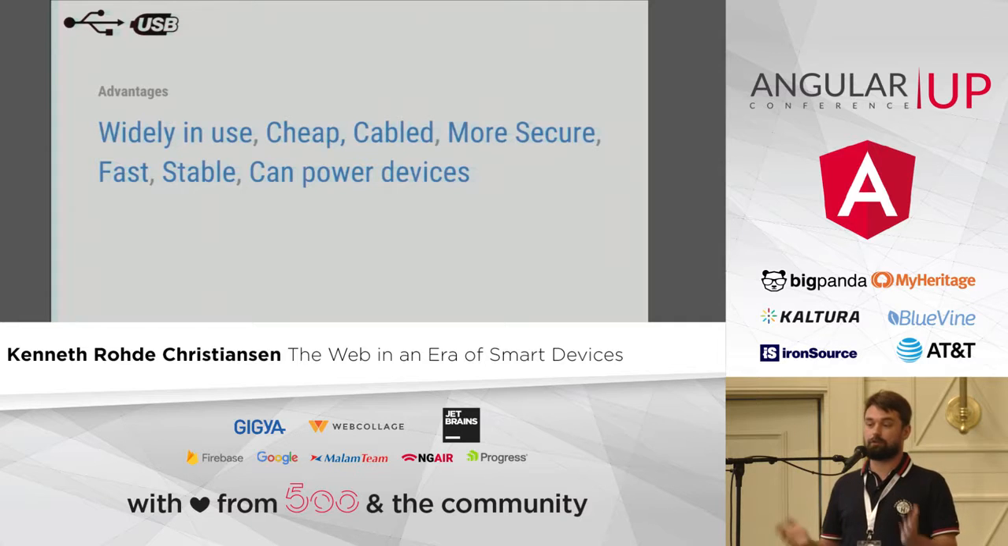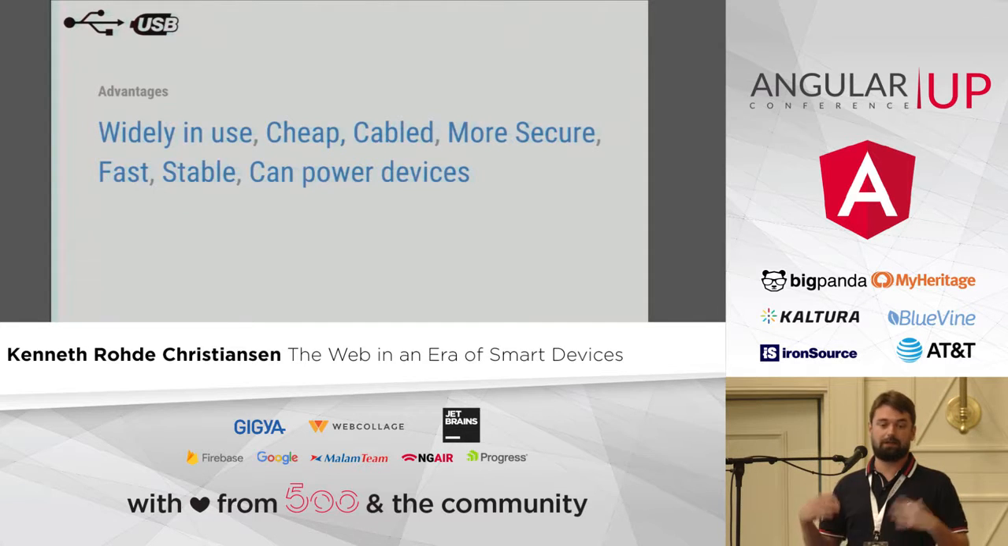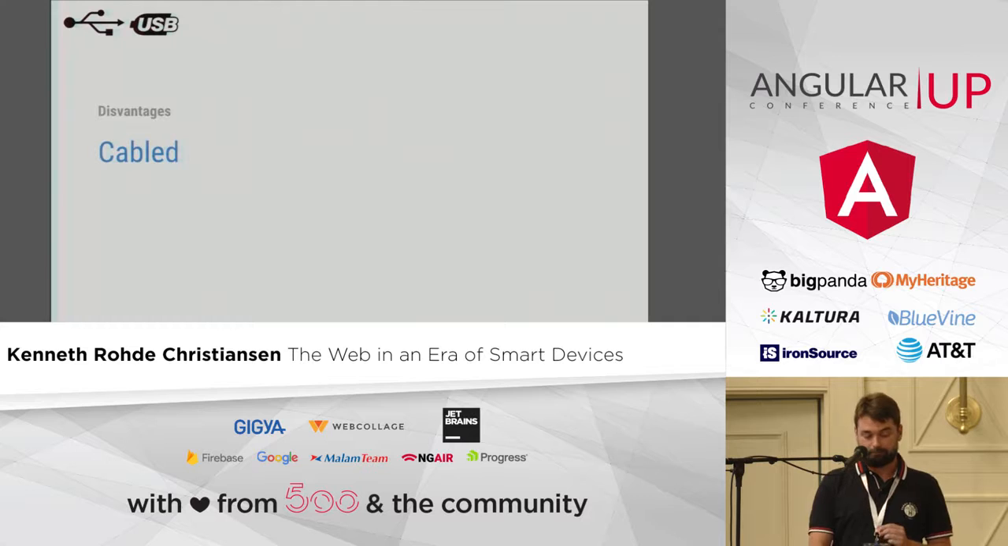So let's look at USB. This is the other standard. USB is also widely used, like Bluetooth. It's very cheap. It's cabled, which means it's more secure, since there's nothing in the air to intercept it. It's also much faster and very stable. And one of the cool things is that with USB, you can actually power devices, so they don't need an external power supply.